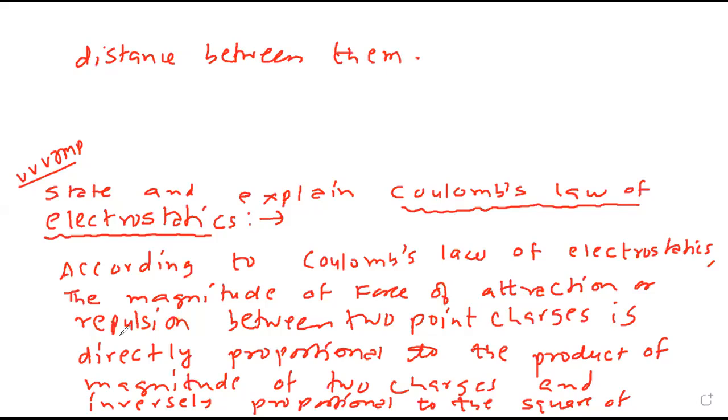So the magnitude of force of attraction or repulsion between two point charges is directly proportional to the product of the magnitude of two charges and inversely proportional to the square of the distance between them. Just write this much, then we'll see the notation. The heading is state and explain. It is fixed to be asked for 2 marks in the exam.